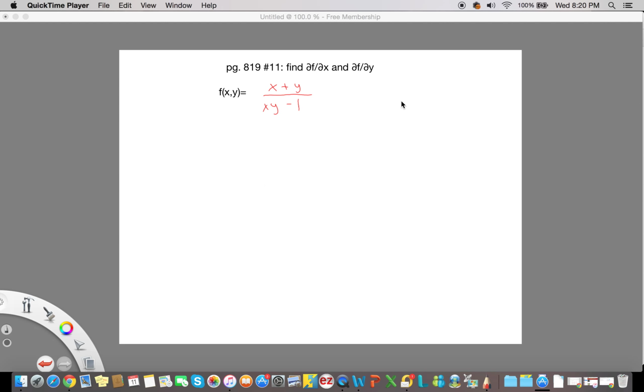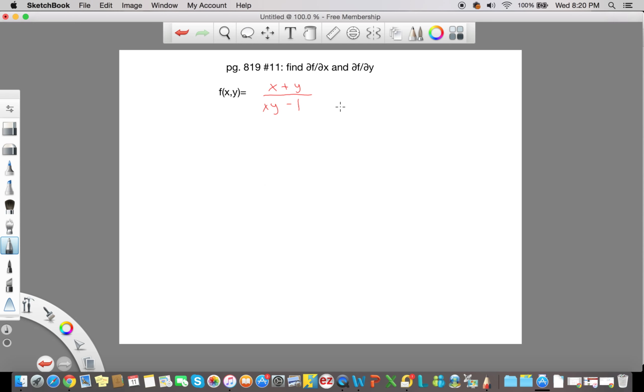Okay, hello. Today we're going to talk about partial derivatives, and this is problem number 11 on page 819 of Thomas's Calculus 13th edition, Early Transcendentals. And our goal is to find df dx and df dy. You can notice that these are not the normal d's, these are little deltas, and that means that we're going to be taking partial derivatives. As you can notice, f is a function of x and y, so it's a multivariable function.